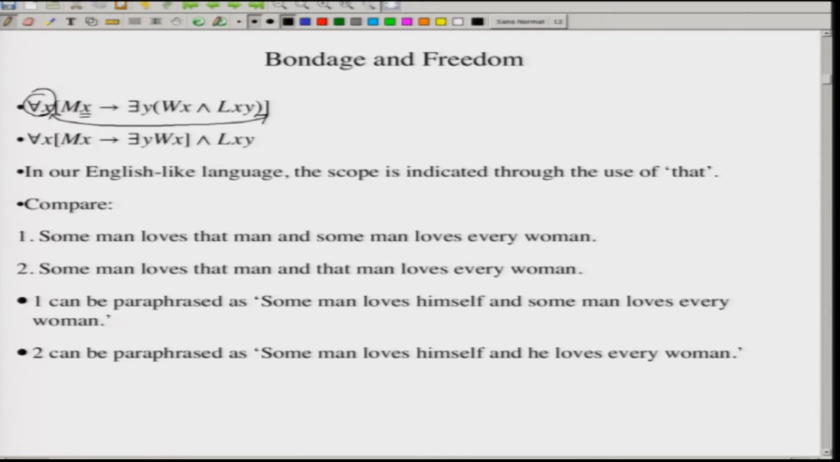Now, what will be bound? Whichever variable is there in the beginning. So, here this x is bound, this x is bound, and once again this should be y. So, there are two x's within the scope of it, 1 and 2, and we can see that both are bound.